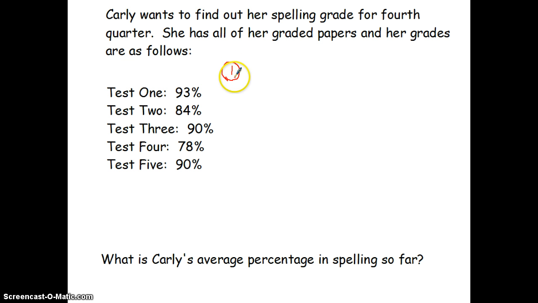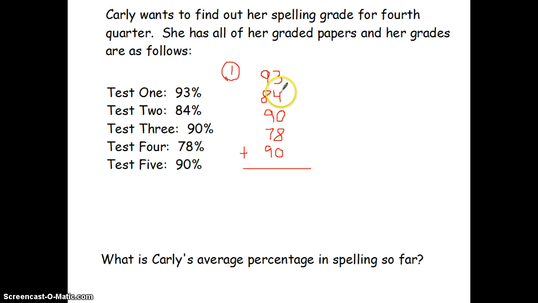If you remember back from the lunch lady problem, I made the sum of all of our data pieces. So that's what I'm going to do first. I'm going to take 93, 84, 90, 78, and 90, and I'm going to find the sum of all 5 of these pieces of data.